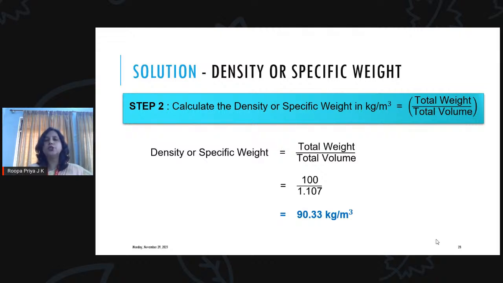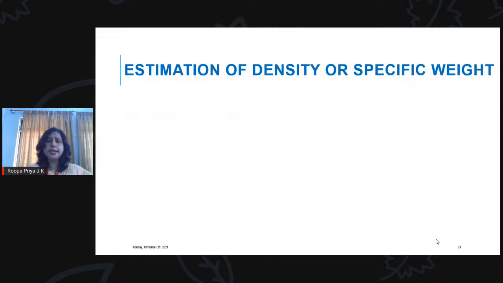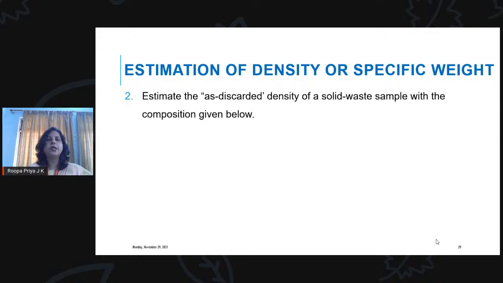So this is the solution to our problem where we are estimating the specific weight or the density of the solid waste. This is one example. Let's take another example to have a better understanding of how we calculate the density or the specific weight of solid waste. This is another question similar to the previous.